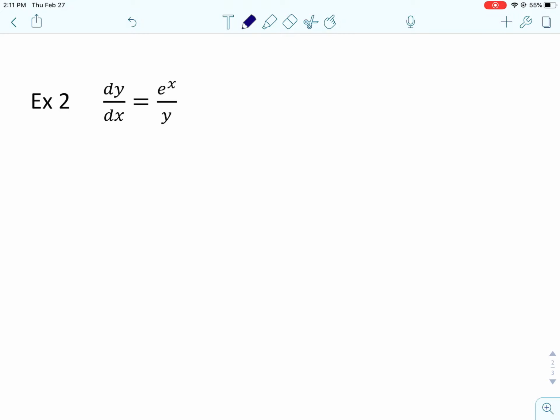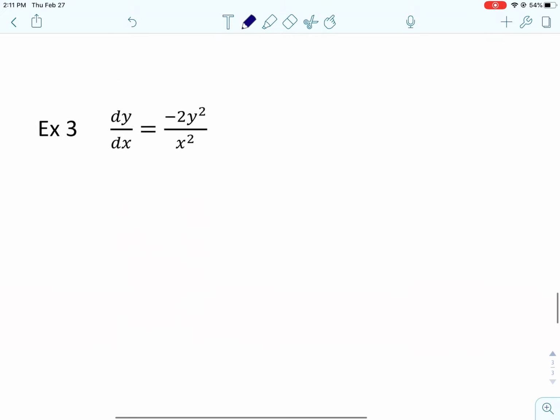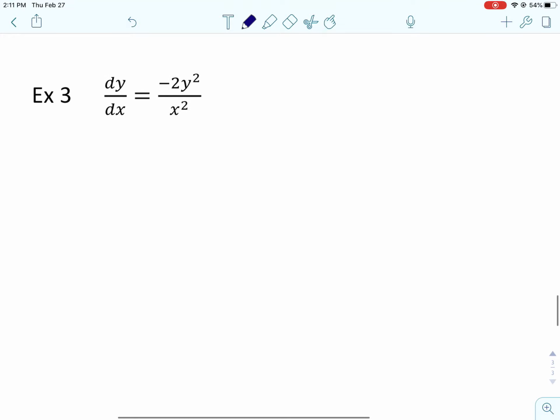What did you guys get for this one? y dy, e to the x dx. Okay. Starts getting a little more challenging on this one. I'm going to leave the -2 on the top. So if you didn't do that, it's okay. It'll be all right. I just want you to fix it. It's just going to make it easier for us if we move the y without moving the -2, and it's fine.